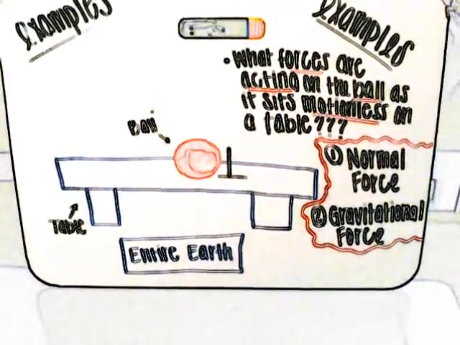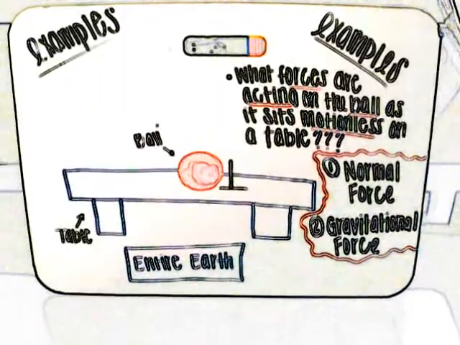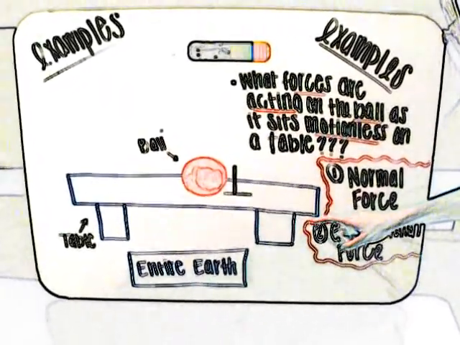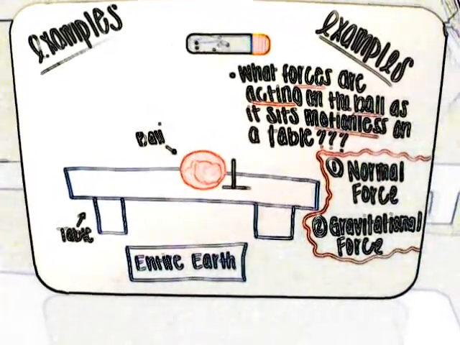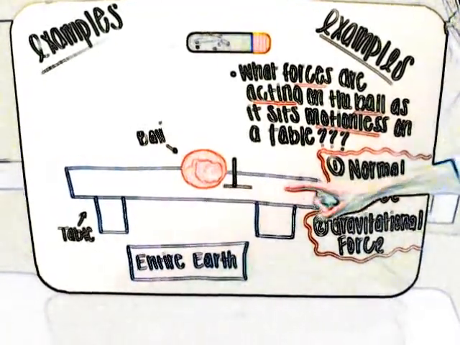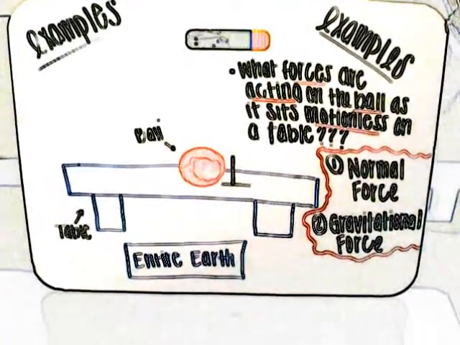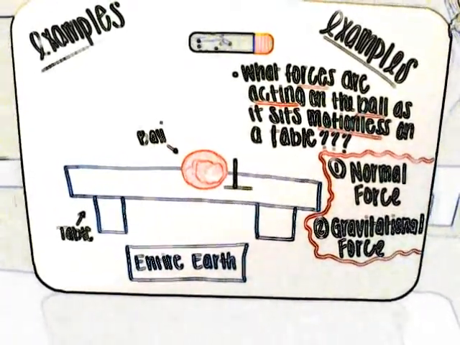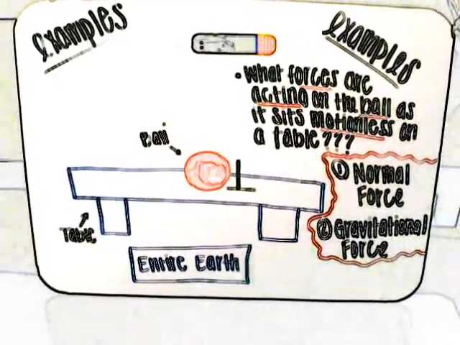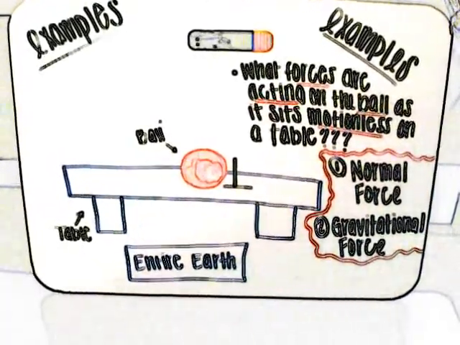To show examples of all of these forces, in this diagram, what forces are acting on the ball as it sits motionless on a table? A normal force is acting on the ball, coming from the table. As you can see, the table is perpendicular to the ball, which is the definition of a normal force. The second force that is acting on the ball is the gravitational force, because the entire Earth is pulling the ball down.